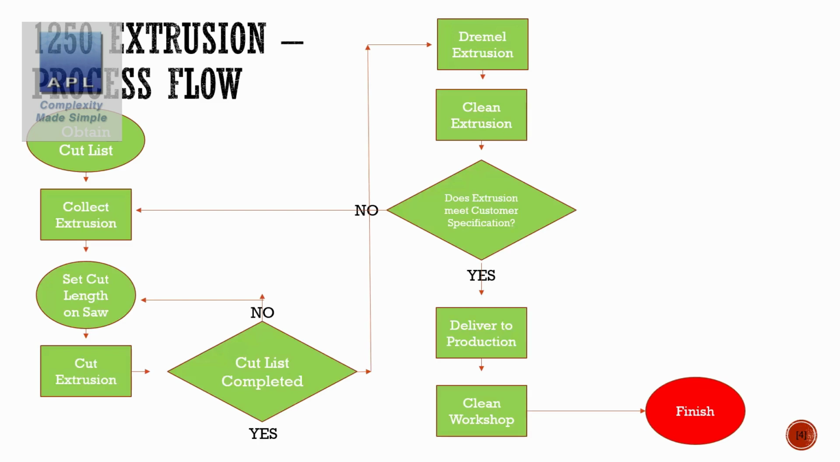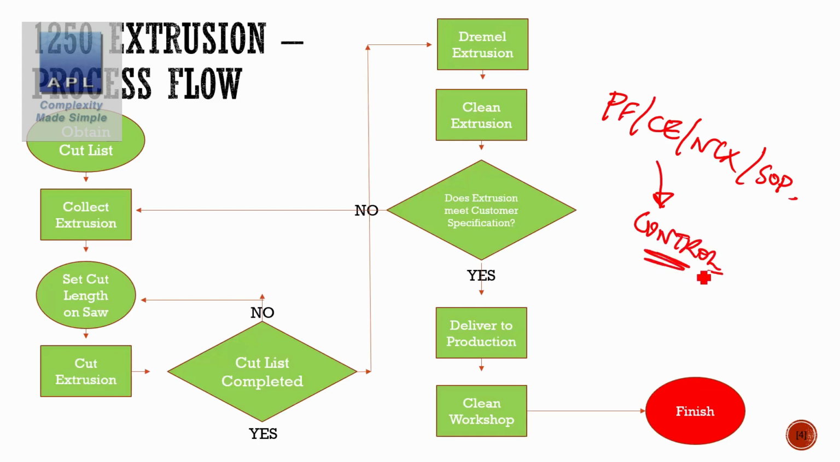So with a lot of these chaotic problems, what do I encourage my client to do? Well, I encourage them to go process flow, cause and effect, NCX, SOP, and we want to get the chaos under control. That is what most Six Sigma projects are about, getting chaos under control.